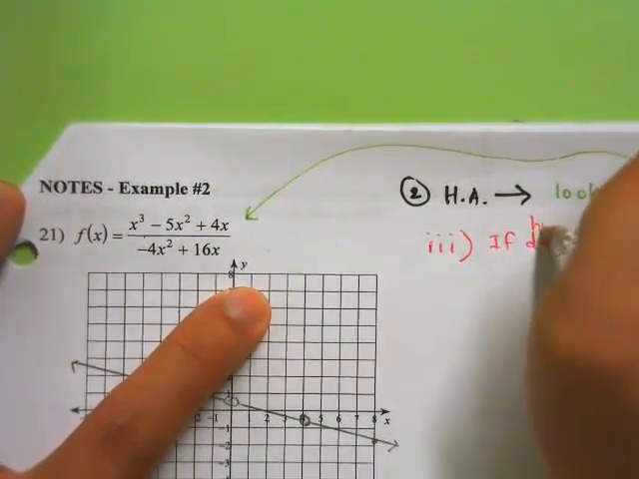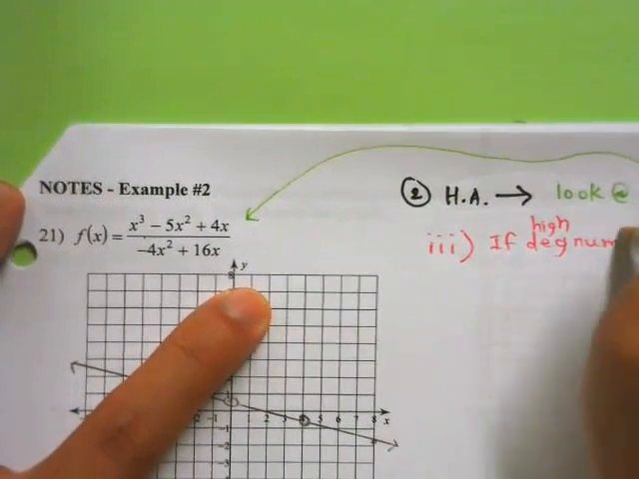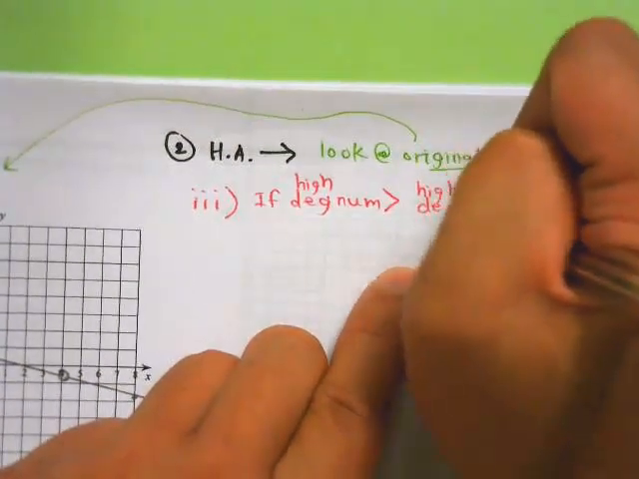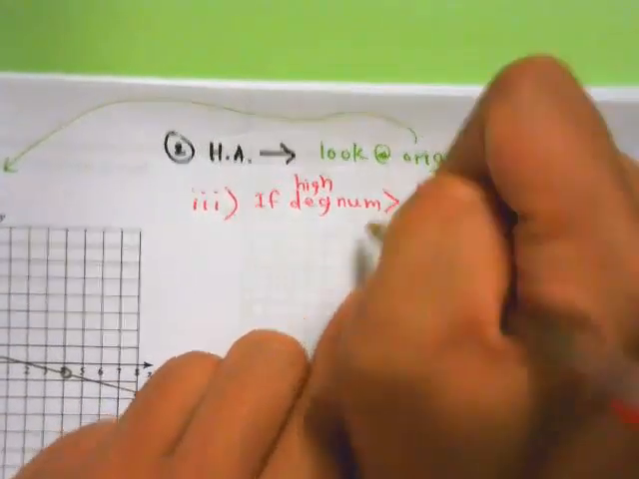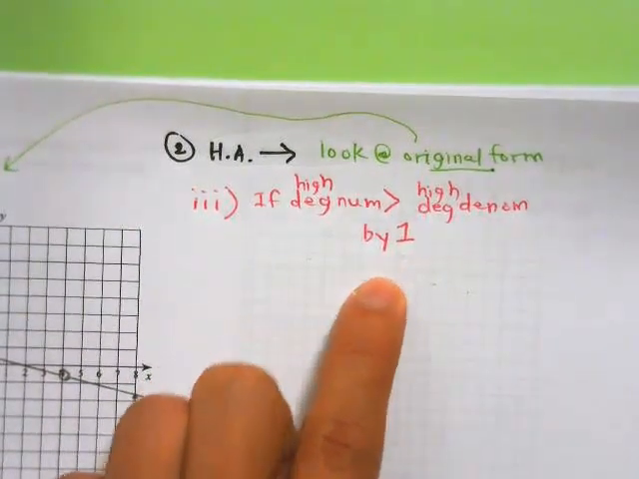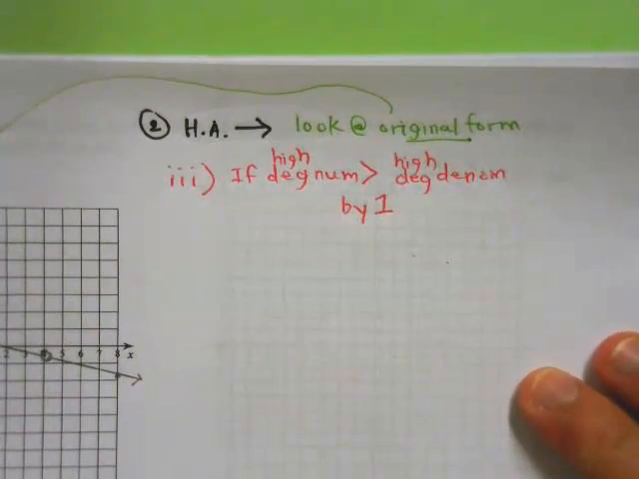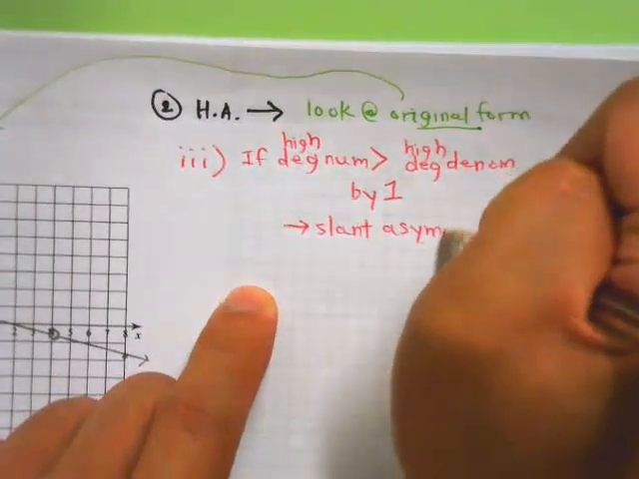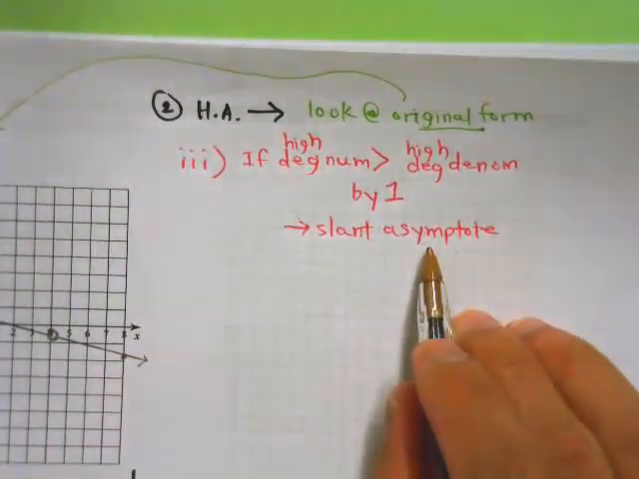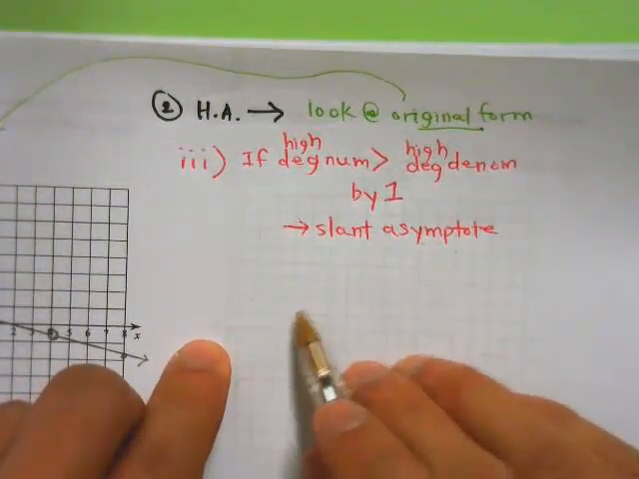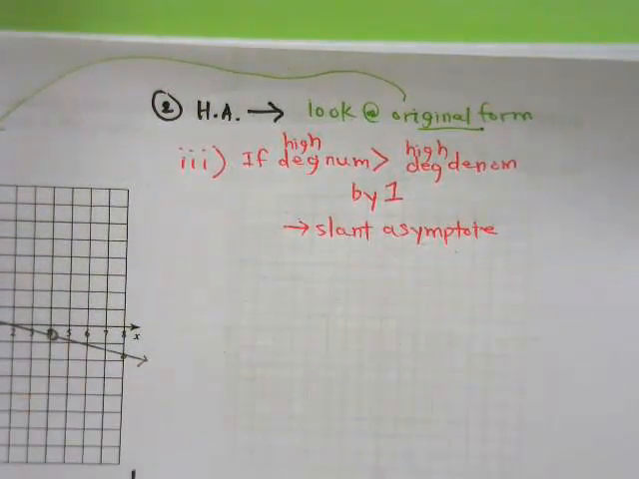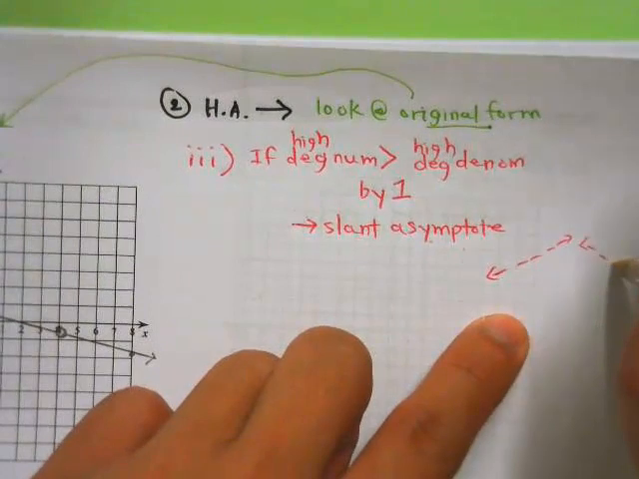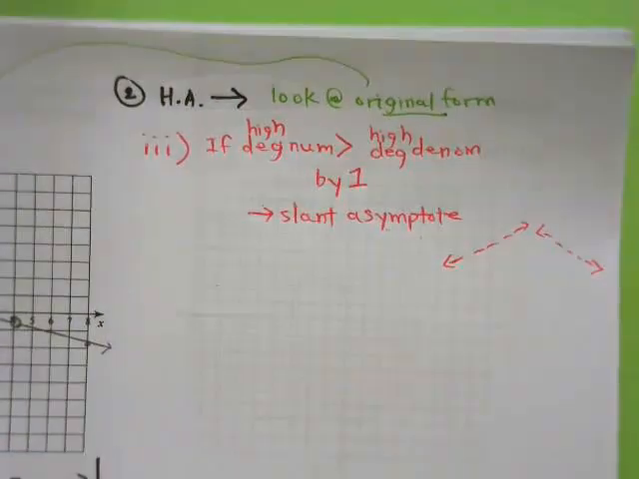If the highest degree of the numerator is greater than the highest degree of the denominator by 1, and I'm only going to give you by 1, then you're going to get what's called a slant asymptote. A slant asymptote just means that it's not vertical and not horizontal. It's a slant, either increasing or decreasing, with a dashed line. So it could look like that, or it could look like that. Just a slant asymptote like this.